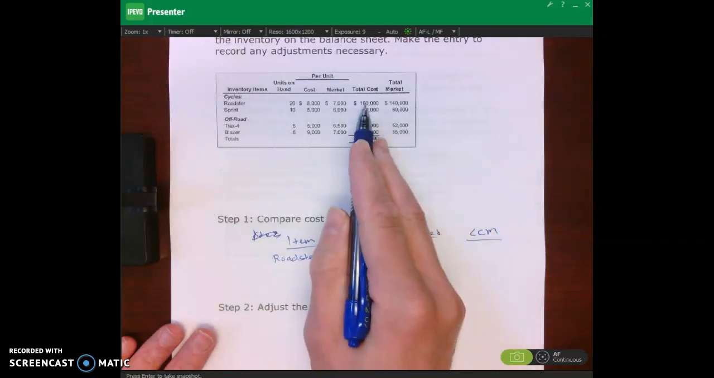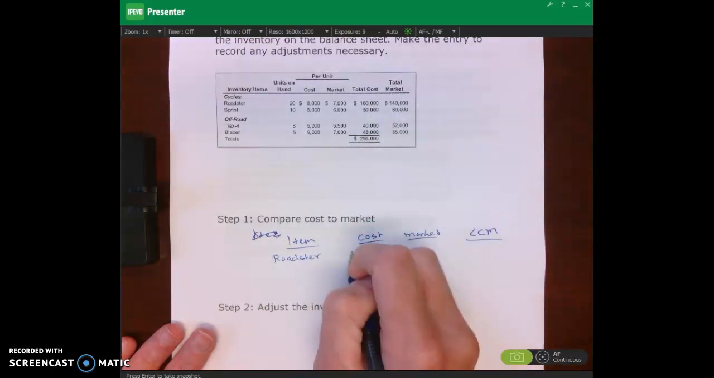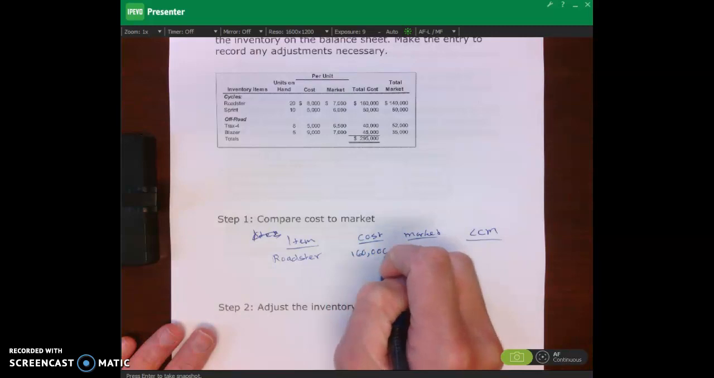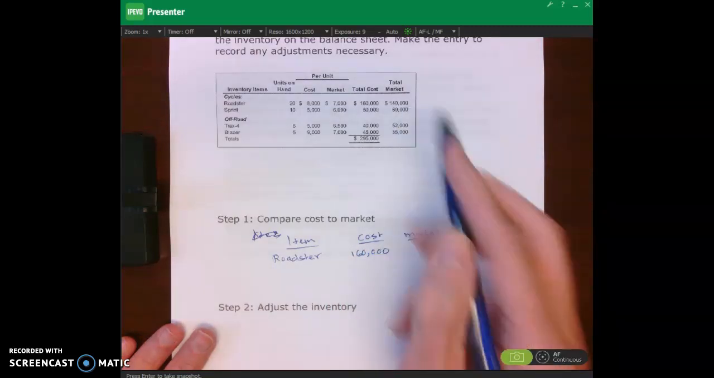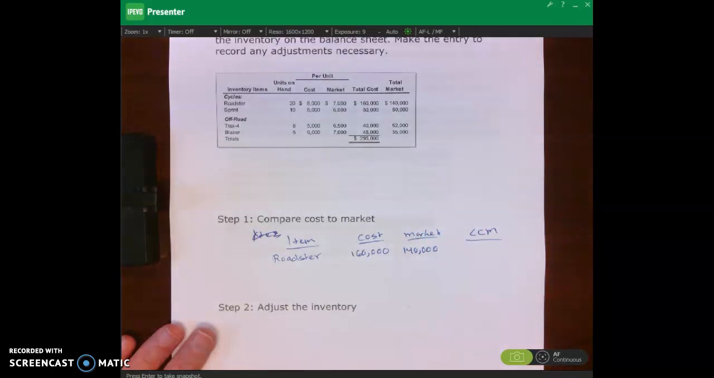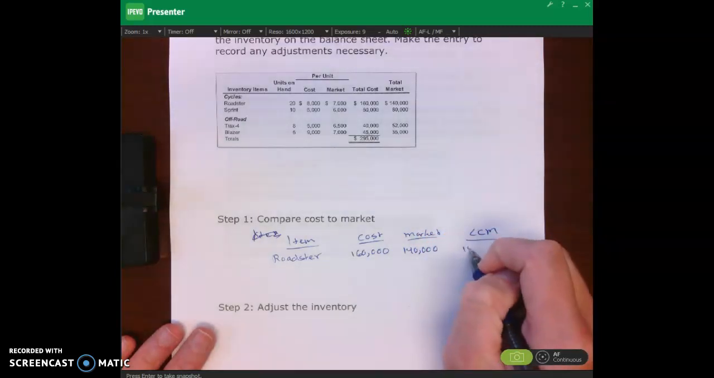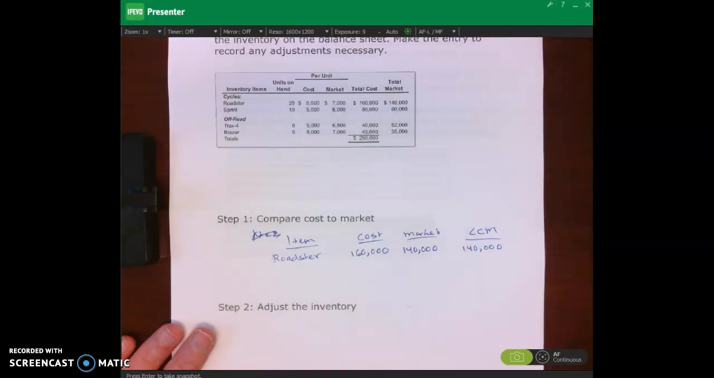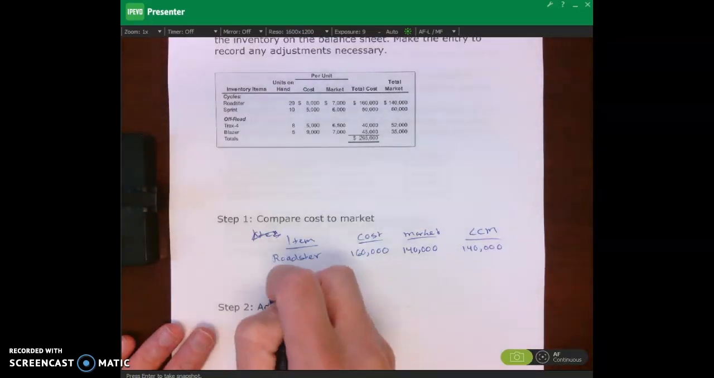And so I need to do it total. So it's 160,000 right over there. And then my market, says it right over here, is 140,000. Which one is lower? Market. So I put down the market. Okay. And then I do the same thing for the Sprint.